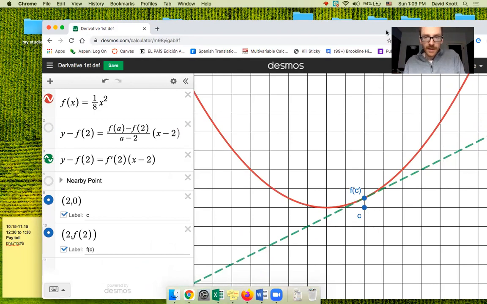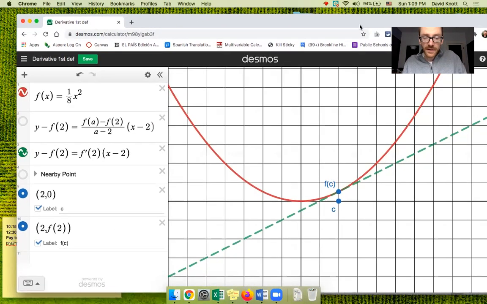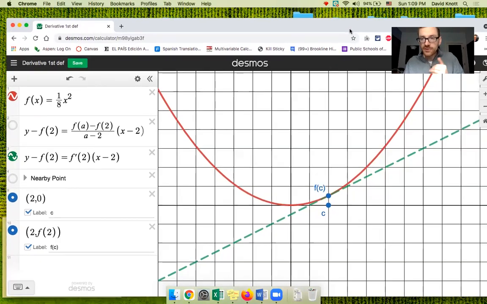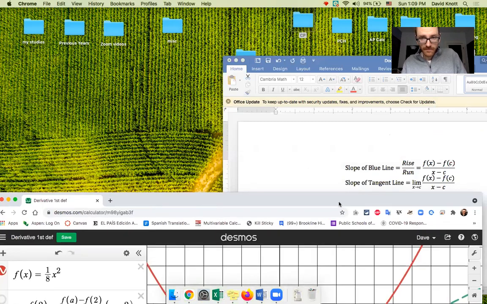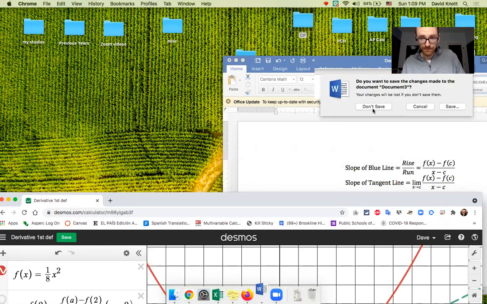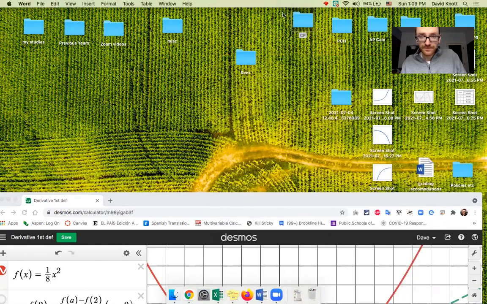So there we have it. So we have yet another interpretation of this notion of instantaneous rate of change, or excuse me, the derivative.